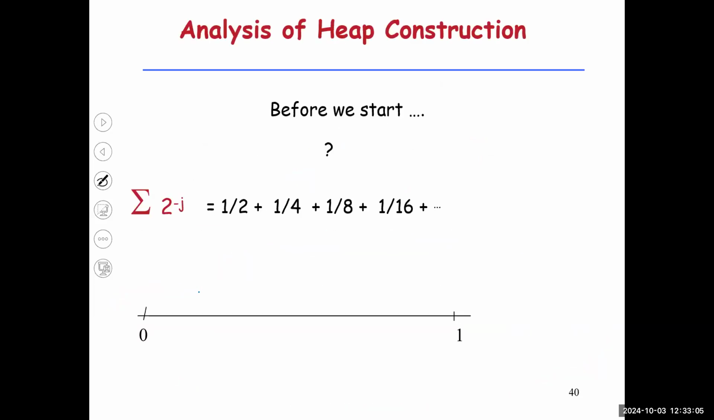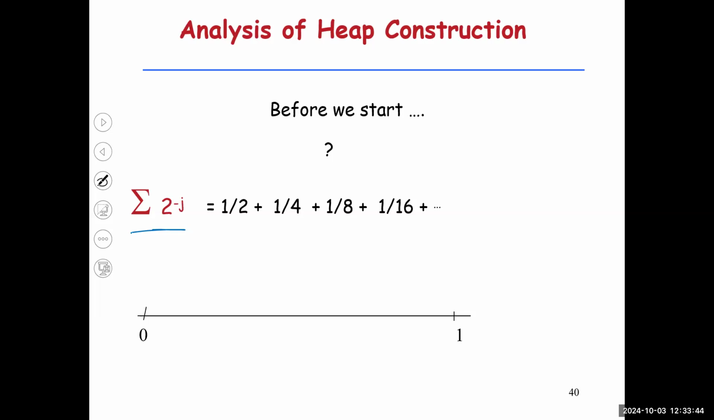Now, we want to know why it's O of n, correct? So we need to understand the math behind it. I'll try my best to cover everything here. Before we start, you know this rule: the summation of 2 to the power of minus j is going to be what? Who remembers this rule? It's an infinite geometric series. If you keep doing it infinitely, you're going to reach 1.